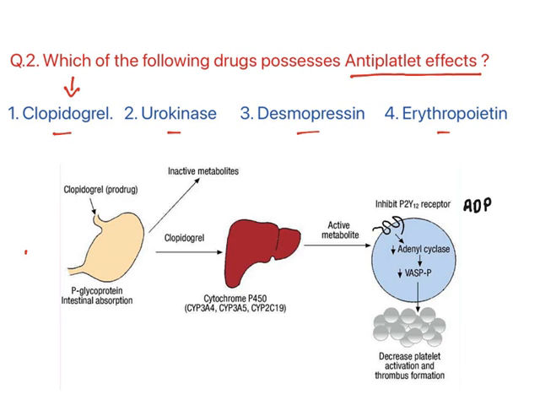Now Clopidogrel is a prodrug. It gets activated in the liver with the help of cytochrome P450. The active metabolite inhibits the ADP receptor type called the P2Y12 receptor, and inhibition of this receptor decreases platelet activity and thrombus formation. Hence it is known as an antiplatelet drug. Students, let us know about the remaining drugs too.